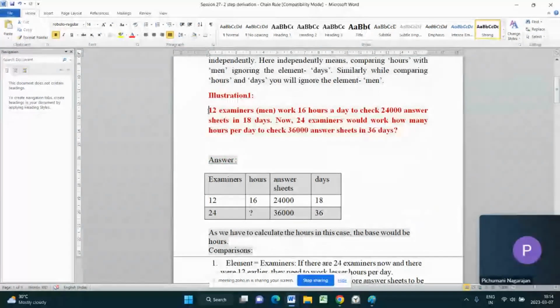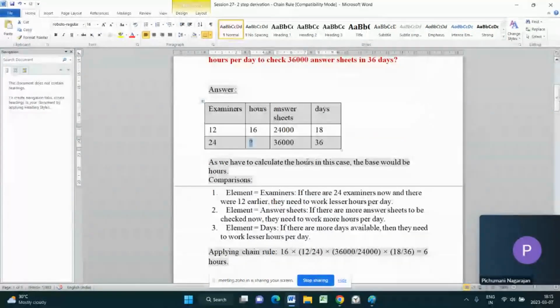12 examiners work 16 hours a day to complete 24,000 sheets in 18 days. 24 examiners with 36,000 answer sheets and 36 days. How many hours should they work per day? This is the question. Now we are comparing this data to find out the missing data, the missing element.